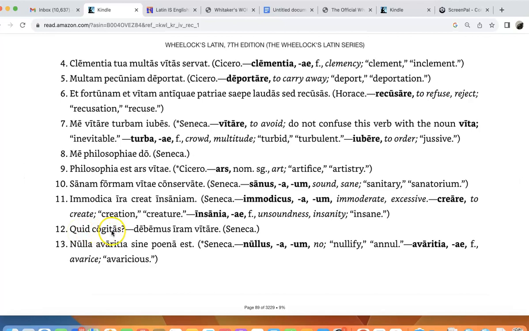Quid cogitas, debemus iram vitare. Again, cogitas, cogito ergo sum, I think, therefore I am. So cogito, I think. Cogitas, you think. Cogitat, he thinks. Cogitamus, we think. Cogitatis, you all think. Cogitant, they think. Quid means what? What are you thinking?